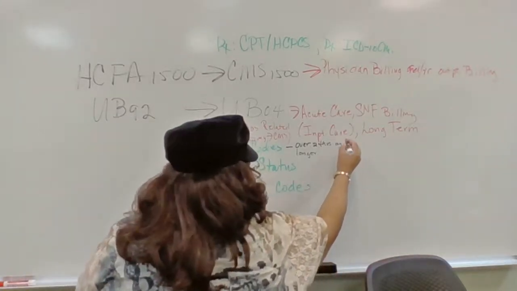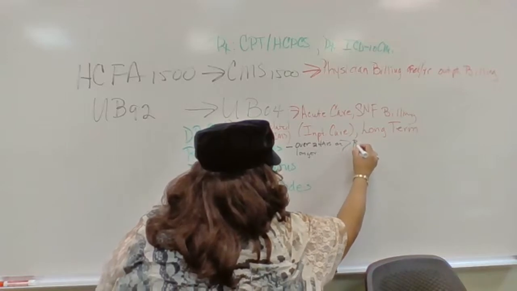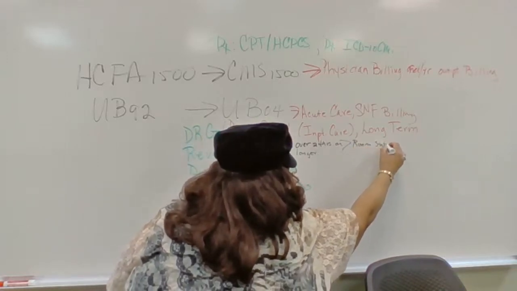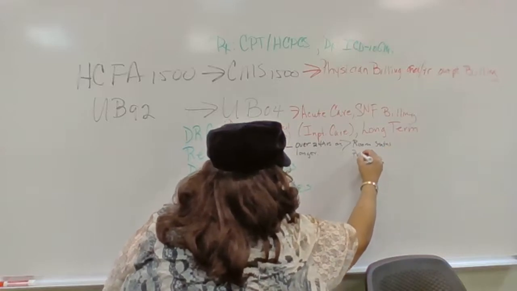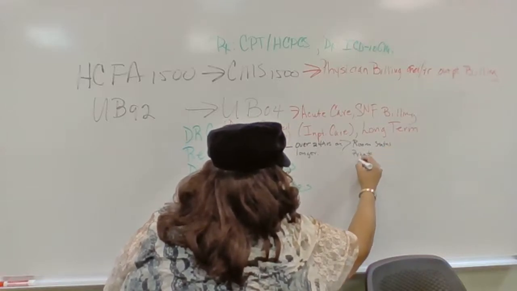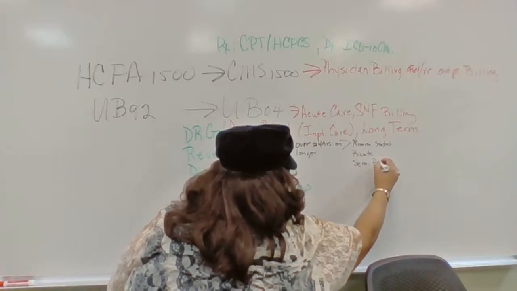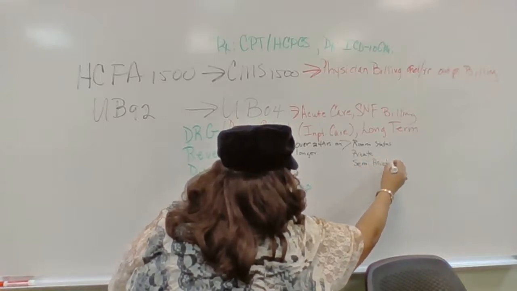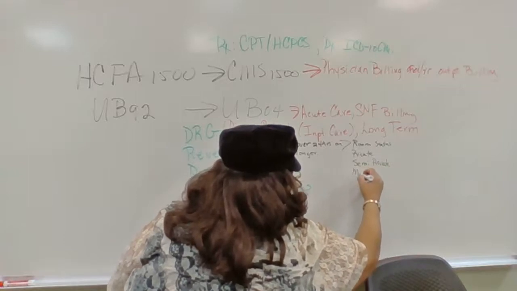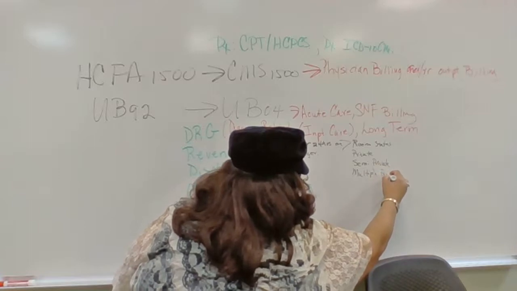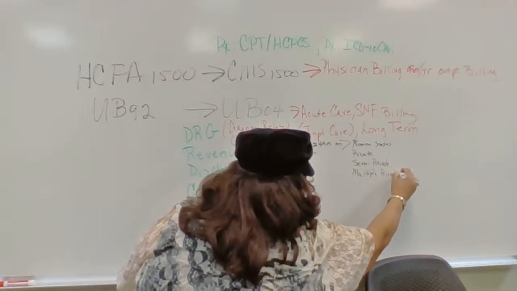Okay, so revenue codes, they give room status. Room status as far as did the patient have a private room? Did the patient have a semi private room? Did the patient have a multiple private room?